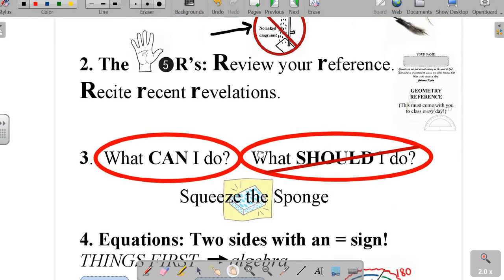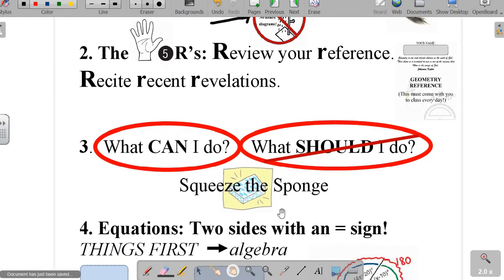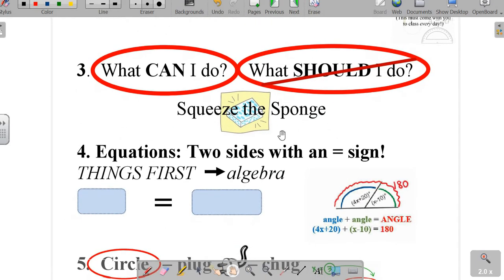Something you can always do is ask yourself, what have I learned in my reference booklet? Review your reference booklet. Recite recent revelations. You ask yourself, what can you do instead of should do? Squeeze the sponge is my way of saying squeeze out every drop of information out of the problem.